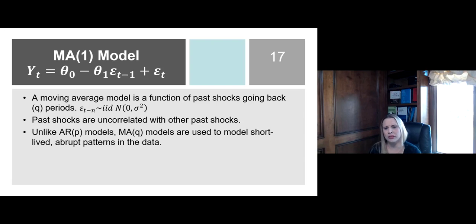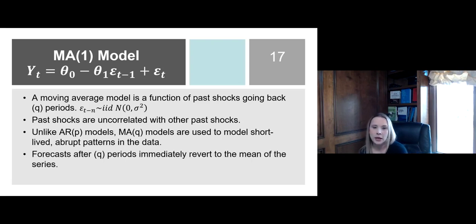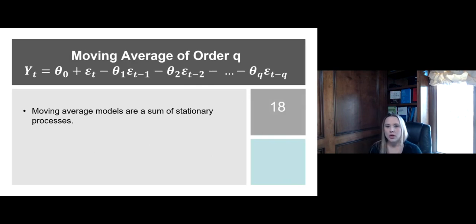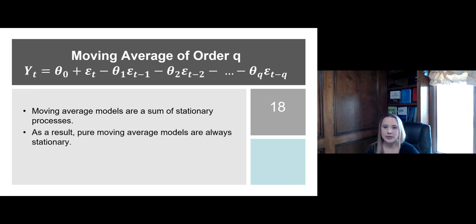Unlike the autoregressive models, the moving average models are used to model short-lived abrupt patterns in our data, and forecasts after Q periods immediately revert to the mean of the series. So again, it looks at the short-lived abrupt patterns in the data and incorporates those into our Y sub t forecast. Moving averages are the sum of stationary processes, and as a result, the pure moving average models are always going to be stationary.